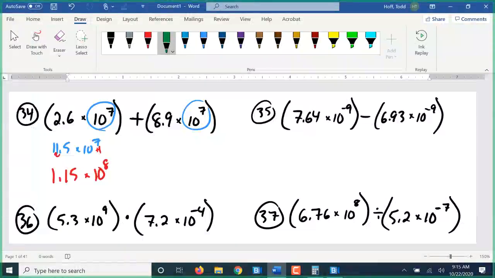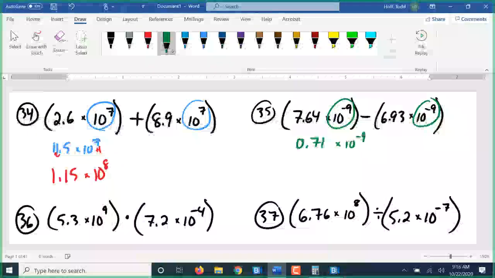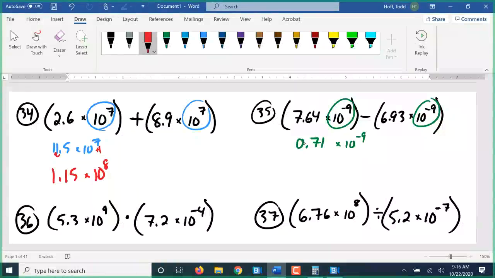Over here, we are subtracting. We do have the same power of 10. We have to have the same name when we subtract, so we can subtract the count. 7.64 minus 6.93 is 0.71. And we keep the same name, times 10 to the negative 9th. Now again, there's an issue, because there's no non-zero digit in front of the decimal. So we move that decimal to make that 7.1. Now the number got larger, the power has to get smaller. So negative 9 minus 1 is a negative 10. So 7.1 times 10 to the negative 10.